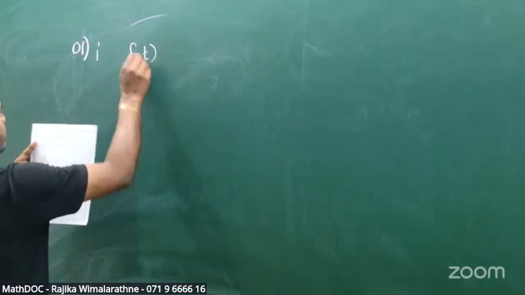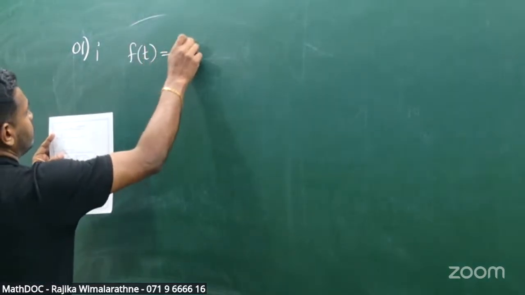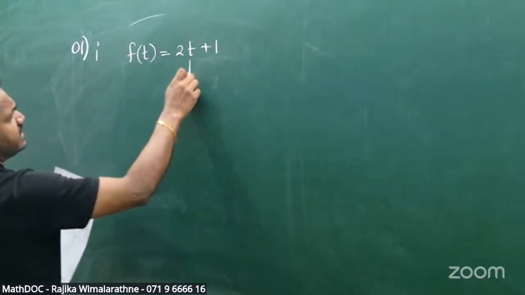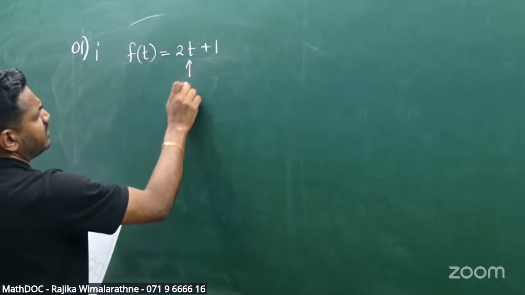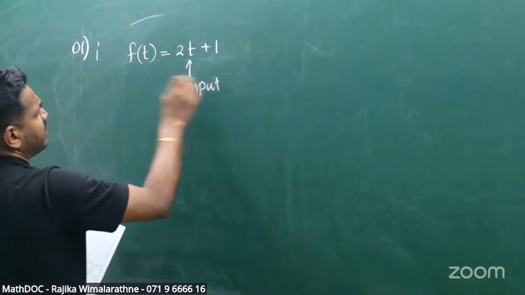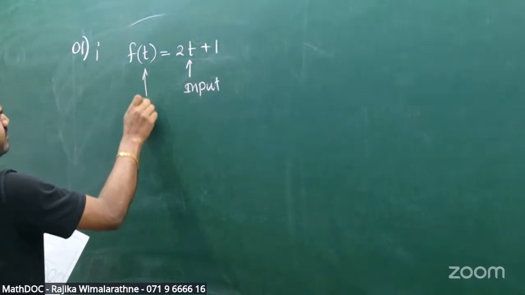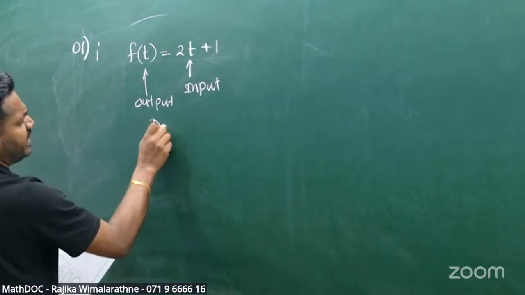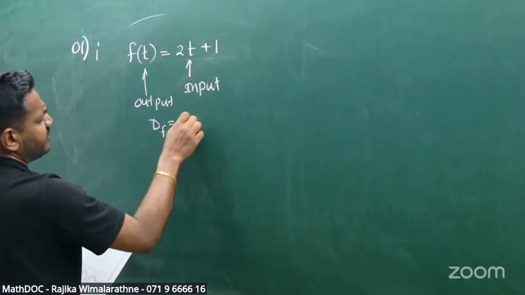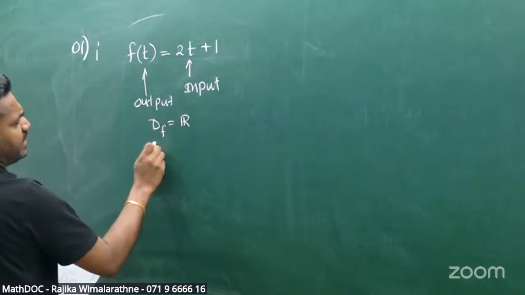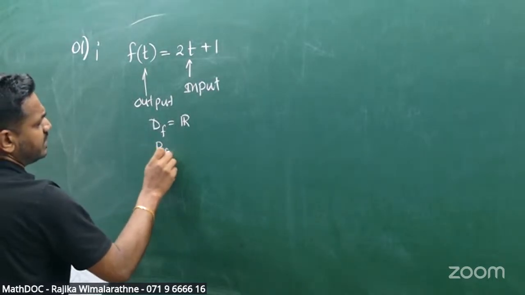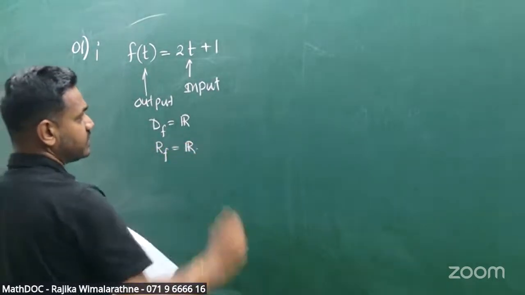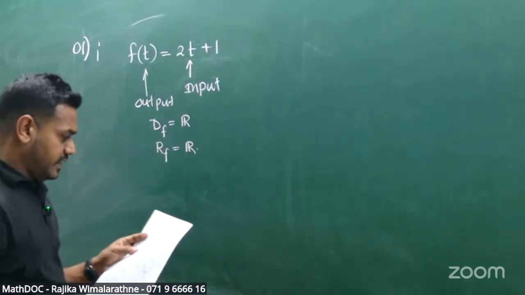here f(t) equals 2t plus 1. Here this is the input variable, and here the output variable. Then the possible values of t: the domain is the real set. Then the corresponding y values, that is the range, again that is also the real set. Check your answers, okay?